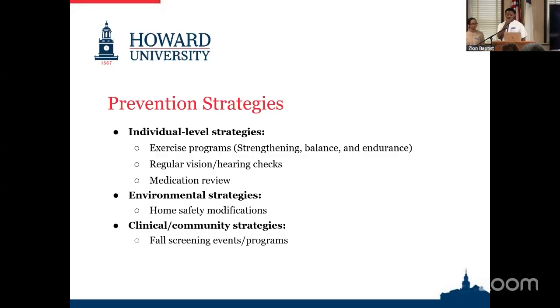We can also use community strategies like fall screening clinics and fall prevention programs like this one today. With the right education and support, falls are preventable, and it's our job to do our part in preventing them.